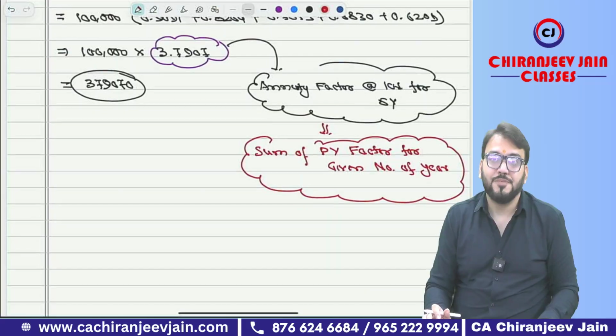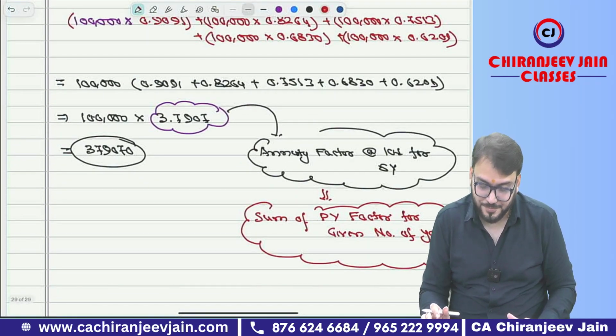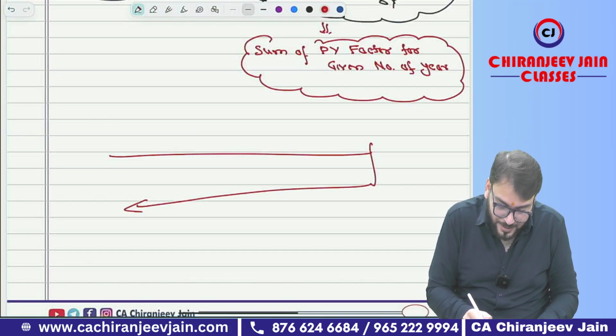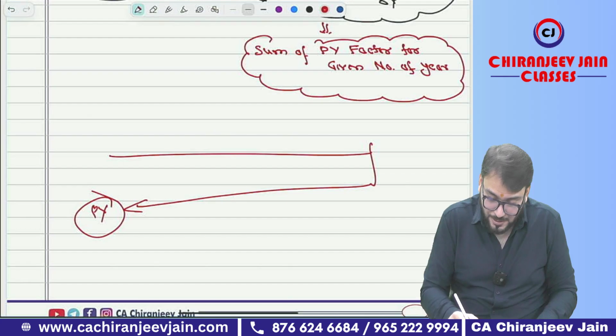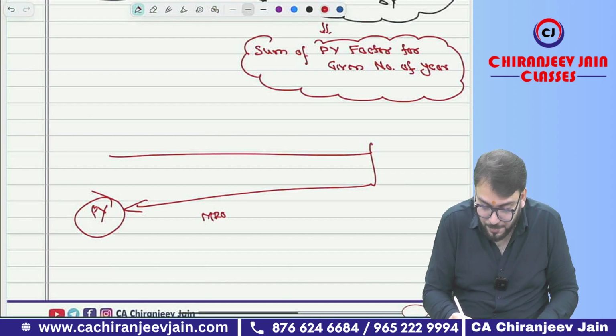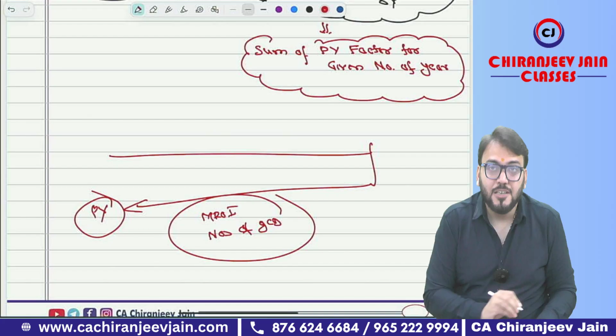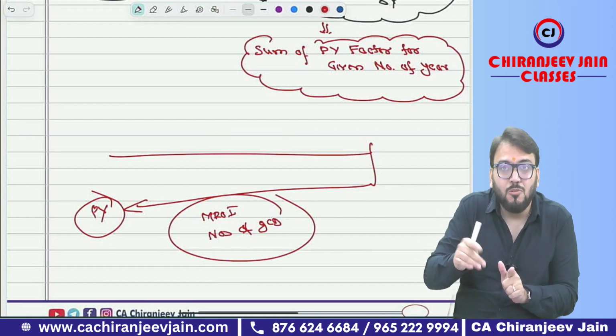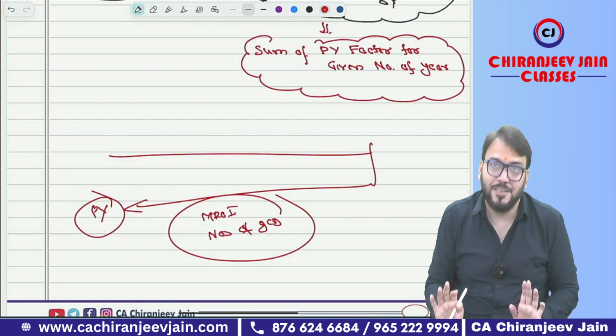Have you understood this much? Are you getting what I am saying? It means that if any future amount is given, we can easily convert it into present value, if you know the market rate of interest and the number of years. The future value will be required to be converted into present value in accounting.